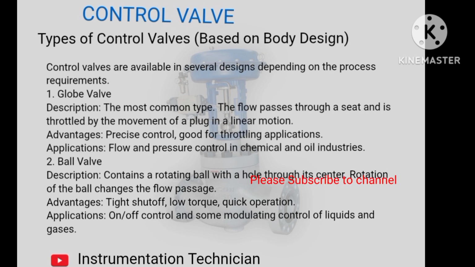2. Ball valve. Description: contains a rotating ball with a hole through its center. Rotation of the ball changes the flow passage. Advantages: tight shutoff, low torque, quick operation. Applications: on-off control and some modulating control of liquids and gases.